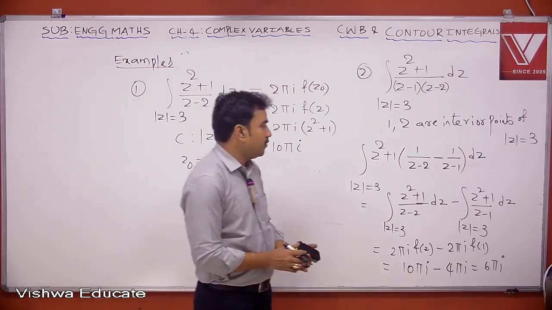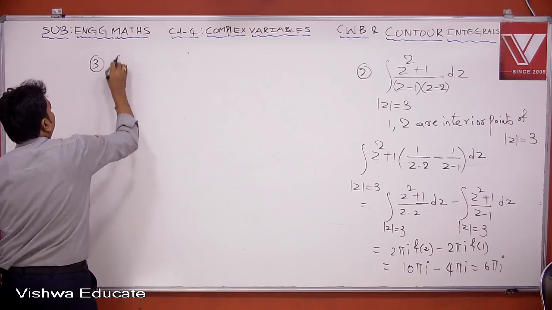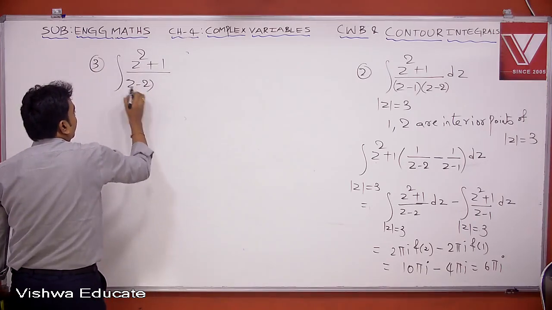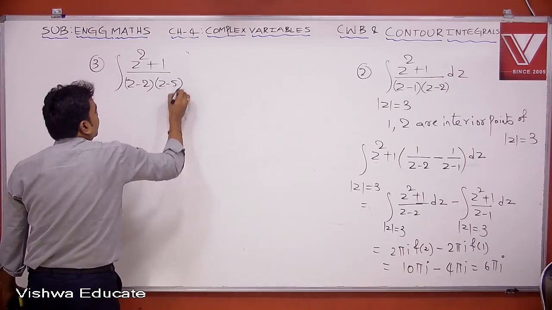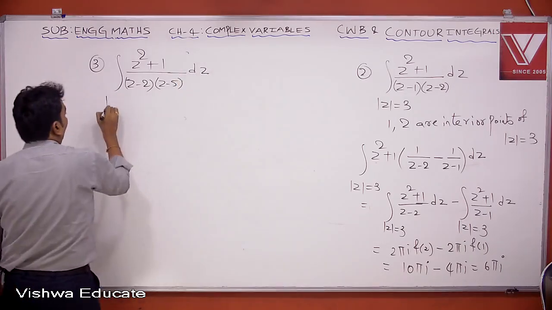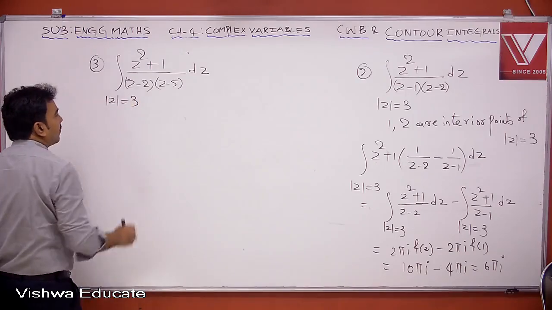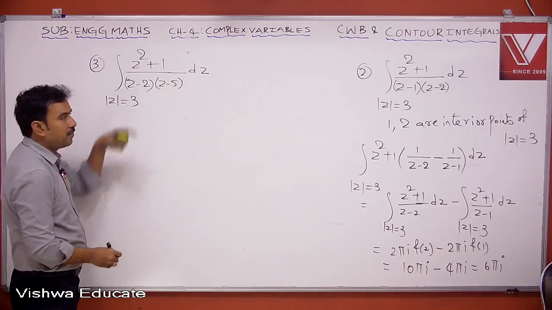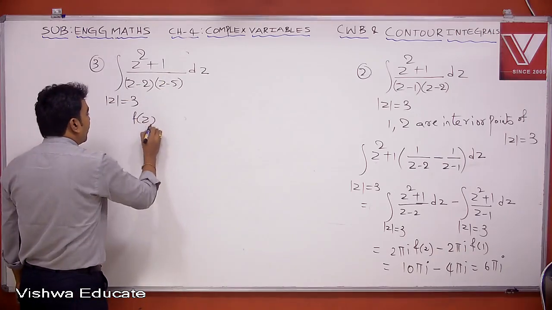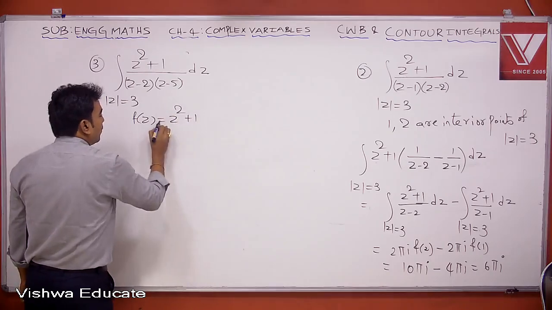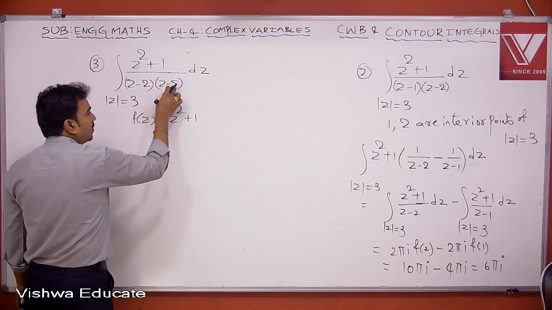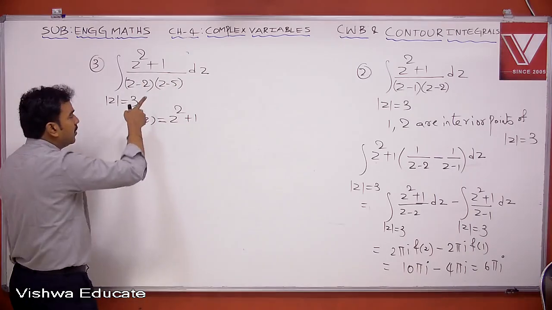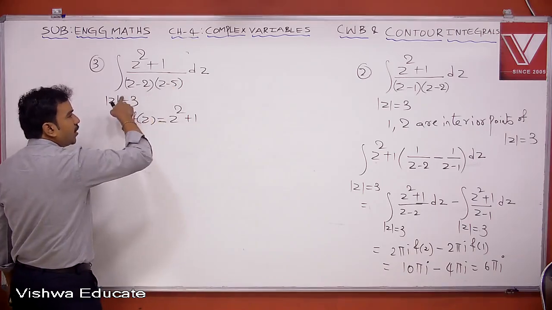Note the second example, Example 3. Suppose I want the integral of (z square plus 1) by (z minus 2)(z minus 5) dz over mod z equal to 3. Here we have two z naughts. F of z is z square plus 1 only. Now here 2 and this is 5. But 2 lies inside the circle, 5 lies outside the circle.